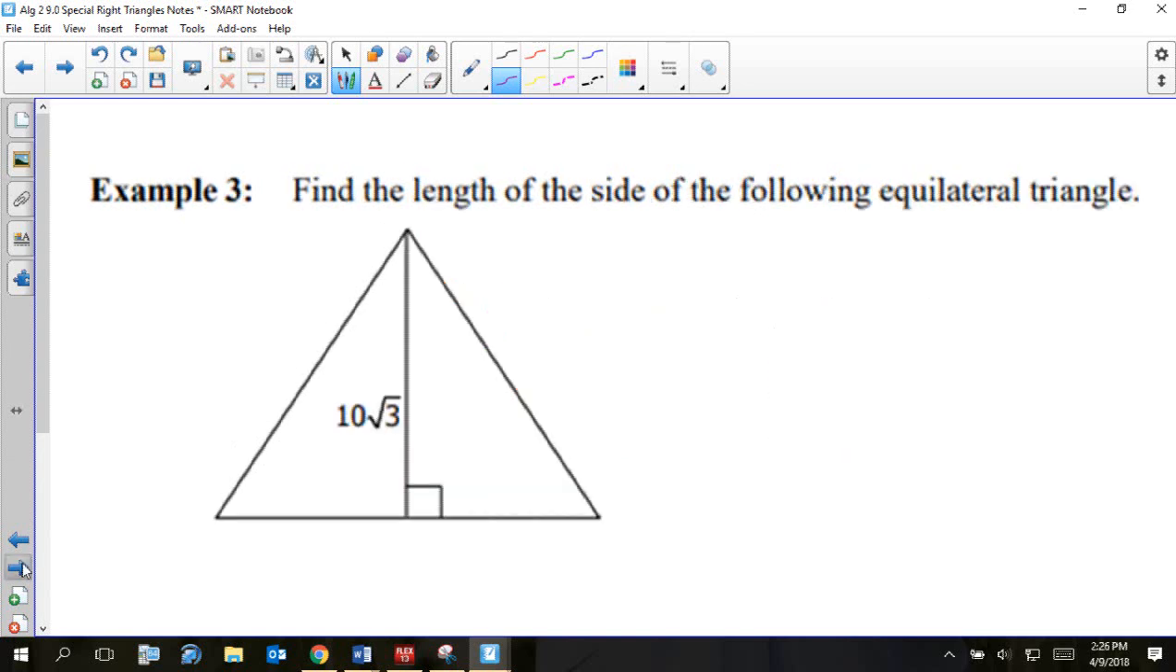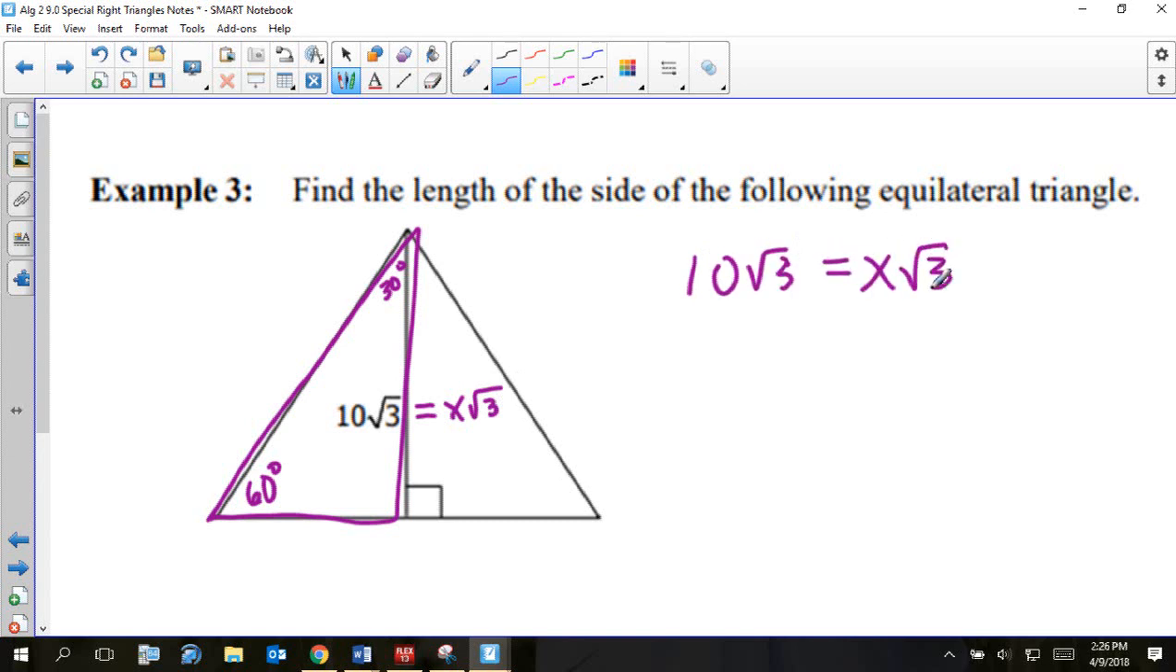Next one. Now we need to find the length of the side when we know the height is 10 square root 3. It's still an equilateral triangle, so we know all the sides are the same. We also know this is going to be 60 degrees, making this one 30 degrees. So we're just going to look at one of these 30, 60, 90 triangles. The side that I know is the x square root 3 side.